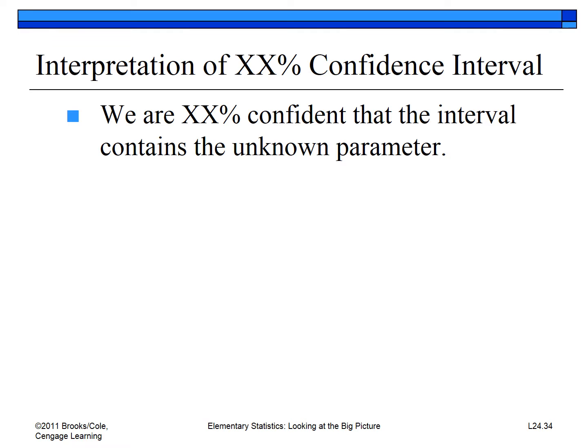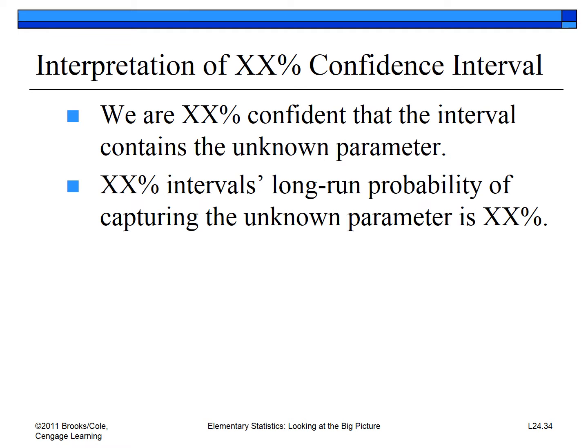That leads us to the way that we interpret confidence intervals. So for, say, a 95% confidence interval, we'll say we are 95% confident that the interval contains the unknown parameter. Or we could say that a 95% confidence interval's long-run probability of capturing the unknown parameter is 95%.